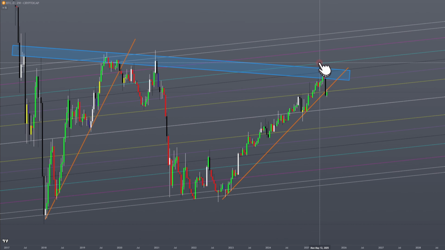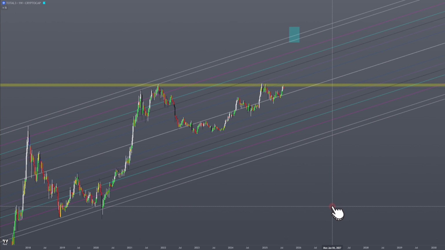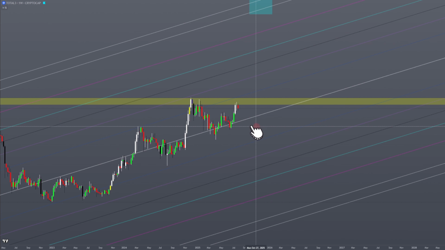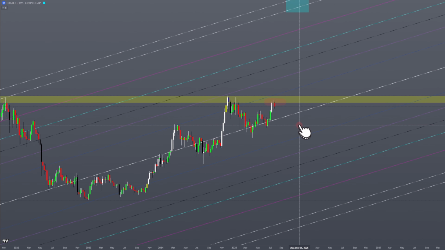Now, lastly here, pointing out the total 3 chart again, like Ethereum, we're seeing the total 3 chart sitting right here at prior all-time highs. It is currently facing some degree of rejection here at the lower bound of this horizontal zone. At this point, obviously, these local lows need to hold, which is anywhere from around 781 billion down to around 707 billion.